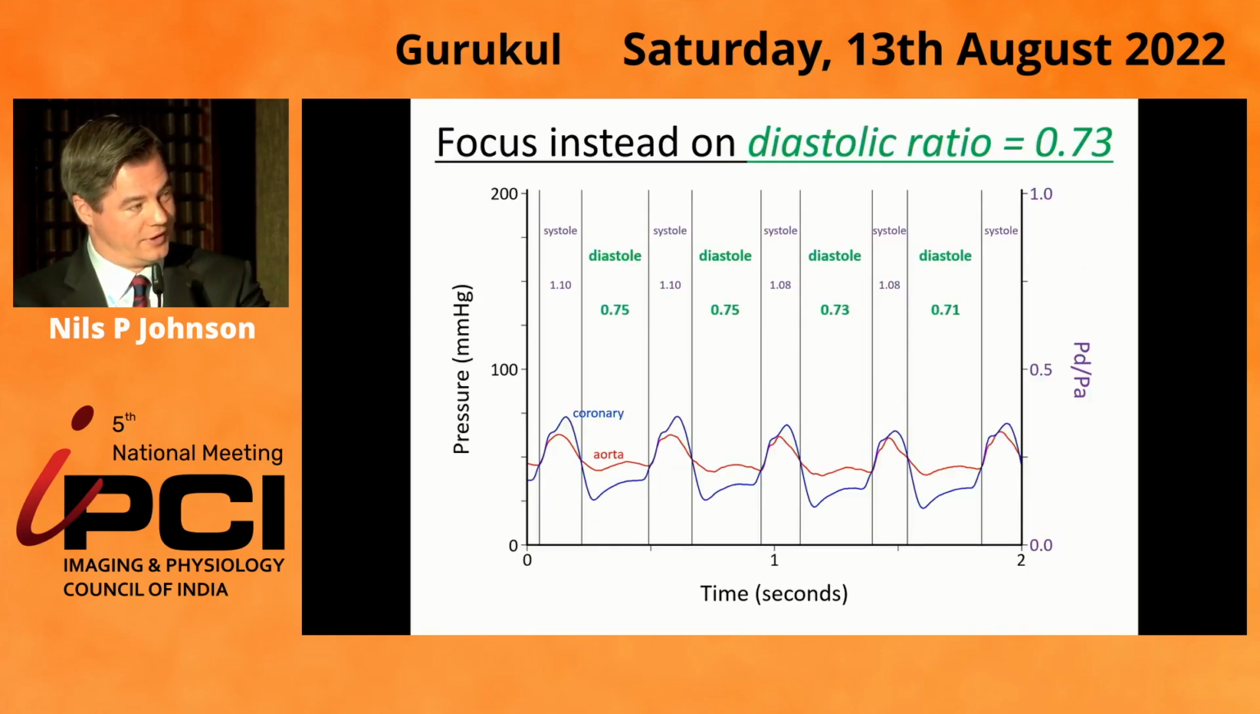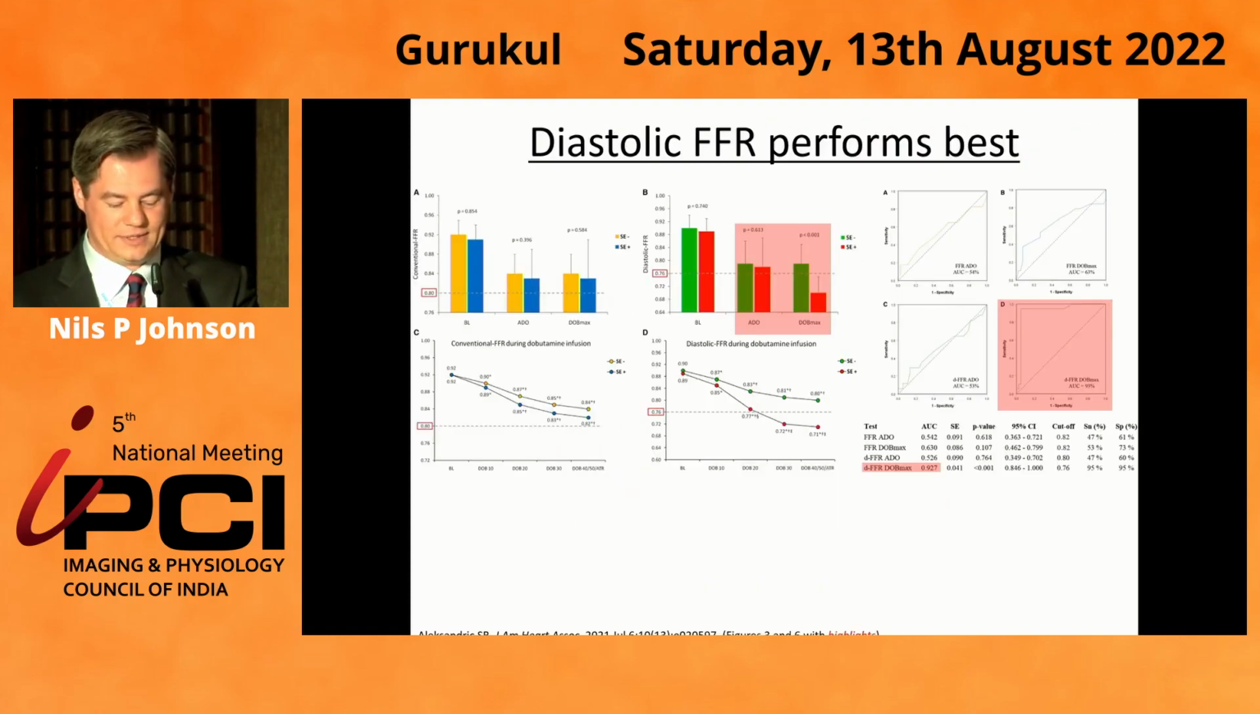And I'm showing you that here on this particular patient of mine, looking at these several beats. The ratio is actually greater than 1 during all of the systolic ones. So if you just take the whole cycle average, you'll be misled. Instead, we need to focus on the diastolic ratio, which in his case was 0.73. This is some of the best work that I've seen looking at understanding how that diastolic FFR performs related to stress-induced wall motion abnormalities during stress echo. And I'll just highlight that dobutamine seems to be the right metric.